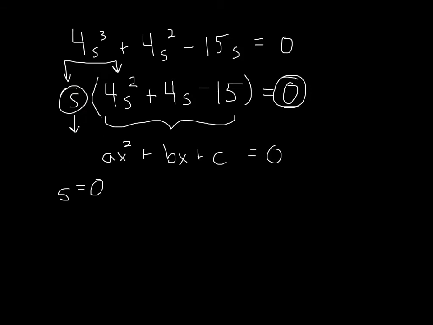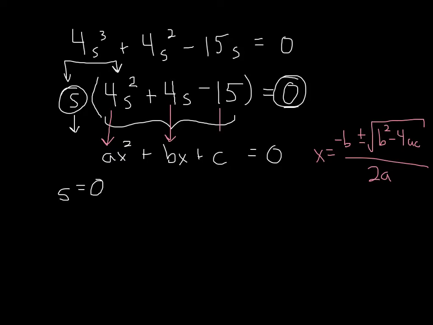And remember, the quadratic formula tells us that x is equal to negative b plus or minus the square root of b squared minus 4 times a times c, all divided by 2a. And in this case, we can figure out what our a, b, and c's are. For this particular problem, it looks like our a is equal to 4, our b is equal to 4, and our c is equal to negative 15. So those are the numbers I'll be plugging in.